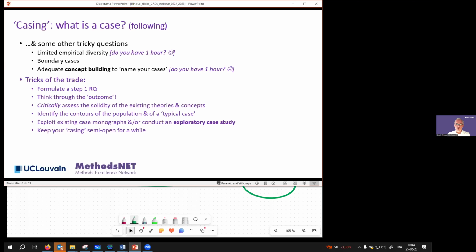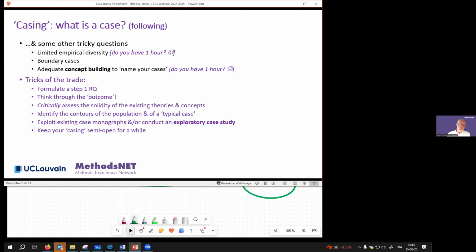Fourth, try to think about the population, and one way to think about it is to start from a very typical case, a case that is undisputedly in the population, and then try to expand from this typical case. Fifth, one great way to really consolidate your casing is to exploit existing case monographs if they exist in your field, or even better, because then you get your hands dirty and you gain first-hand knowledge, to conduct an exploratory case study. It takes quite some time, but it's really worth the investment.